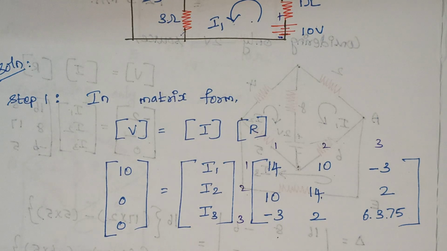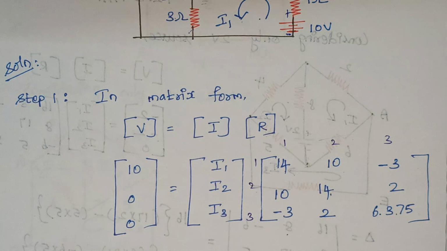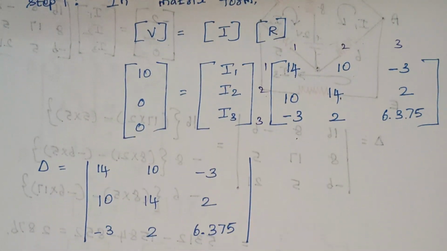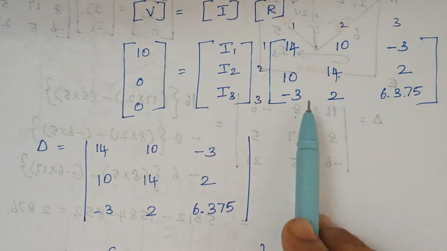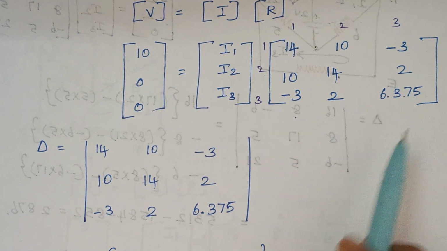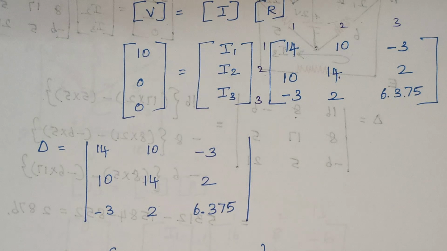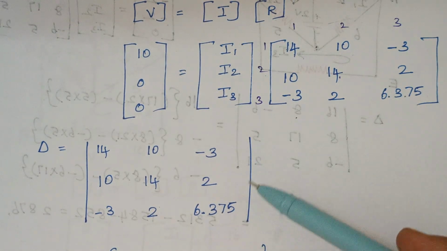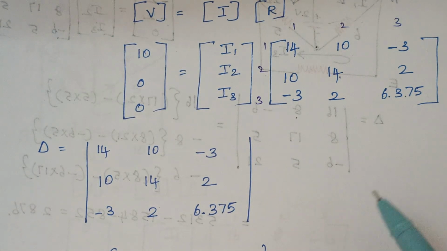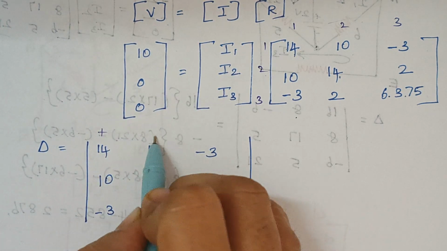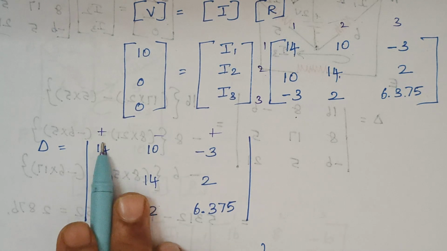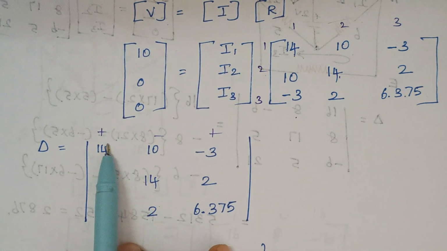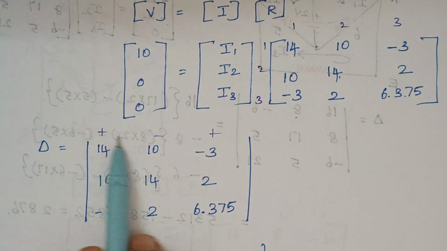The next thing is to calculate the value of del. We take this resistance matrix and calculate the del value. This forms the basic mathematics, which I believe you know: plus, minus and plus. When you look at 14, you just write 14, and you have to hide this column and this row.